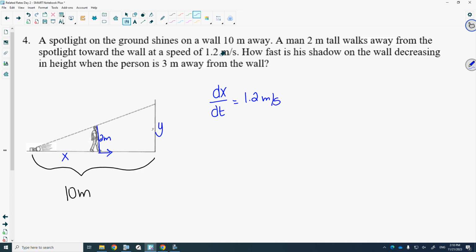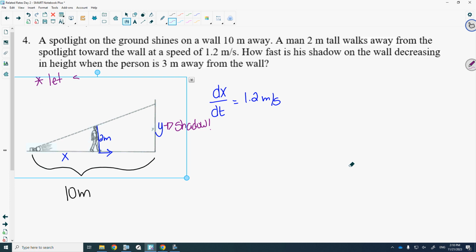What happens is if you have a spotlight behind you on the ground, you're casting a shadow on the wall. So this distance here is the shadow. So y is actually the shadow. And what I'm going to recommend for these questions, just so that your work will sort of match my answer key, I always let the shadow be y. It really doesn't matter, but I'm always going to make the shadow y. Let shadow equal y.